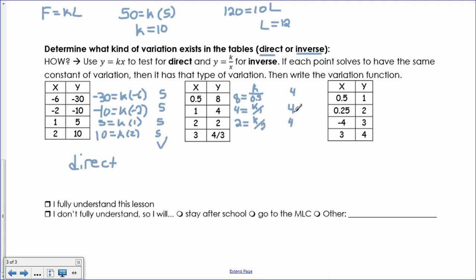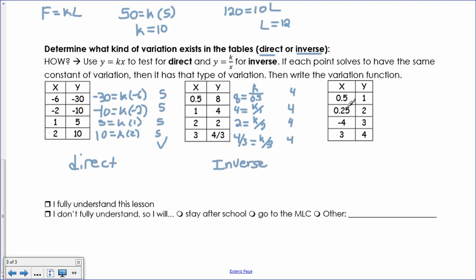And I know it looks really promising, but never make a conclusion until you have all 4 of the points confirmed, or however many points they give you. 4/3 is y, 3 is x. So clearly you can see the relationship here. K does have to be 4. So when I plugged into the inverse variation equation, it all worked out to get the same value of k. So that means this has inverse variation.